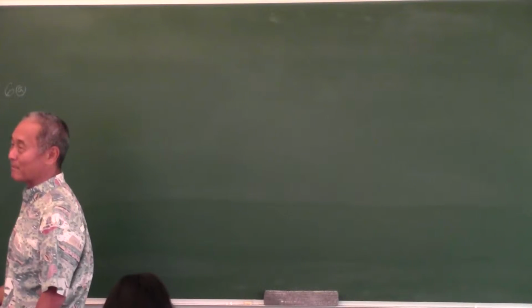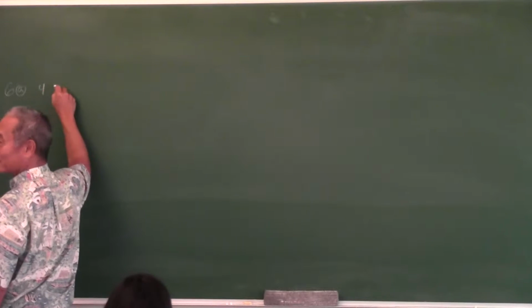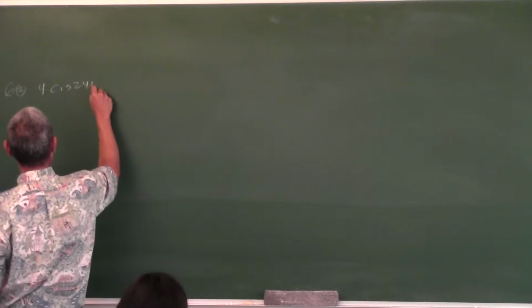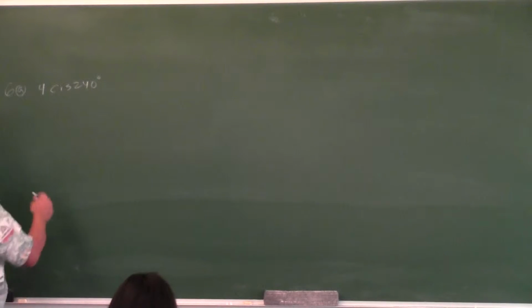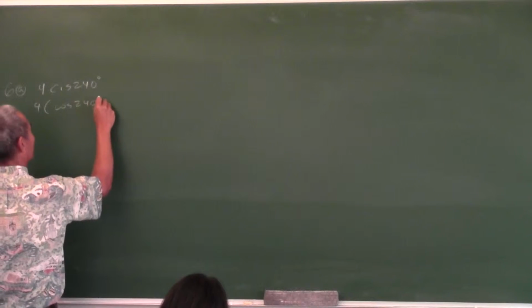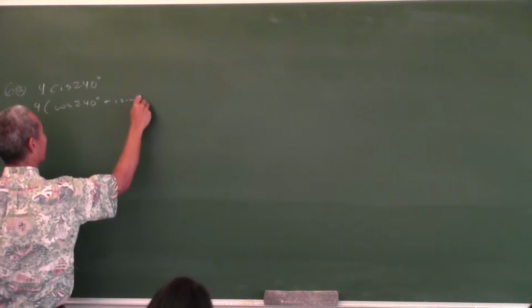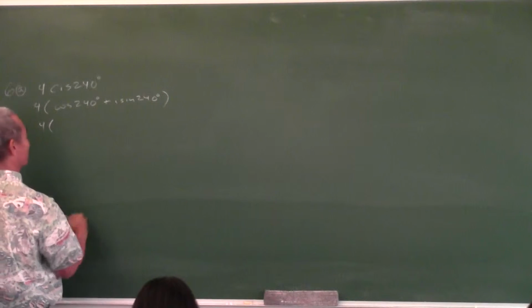Okay, 6A. Convert the following complex numbers to standard form. So you got 4 KISS 240. Basically, you just have to know what KISS stands for. KISS is an abbreviation for cosine theta plus I sine theta. Okay, and then you just gotta know your trig values.